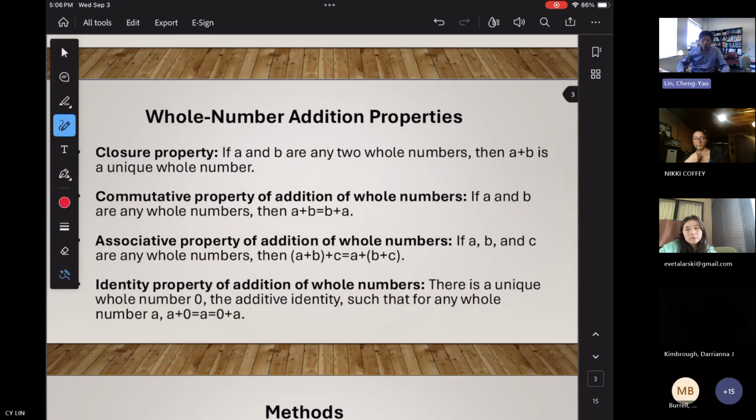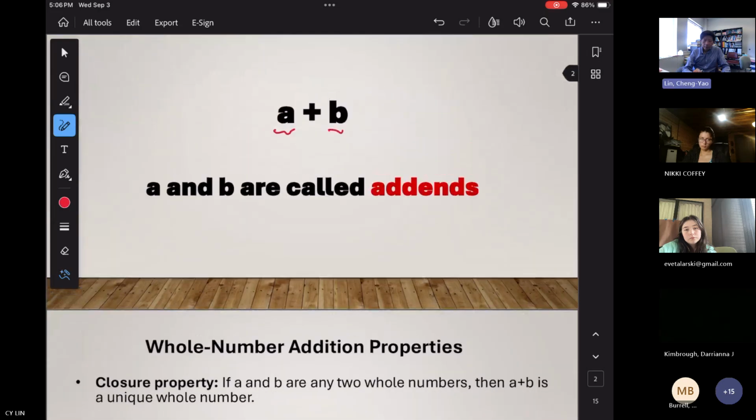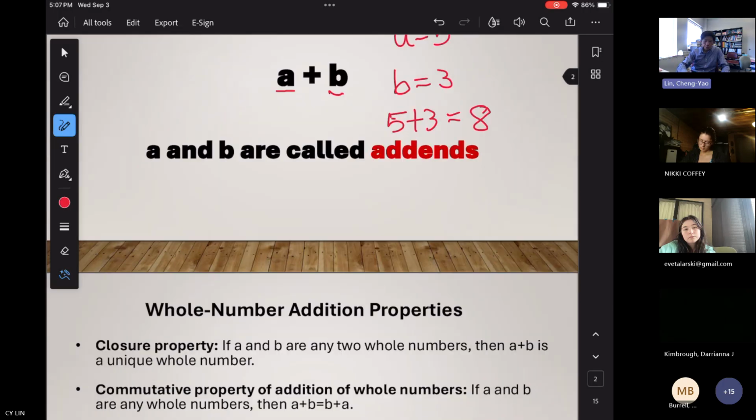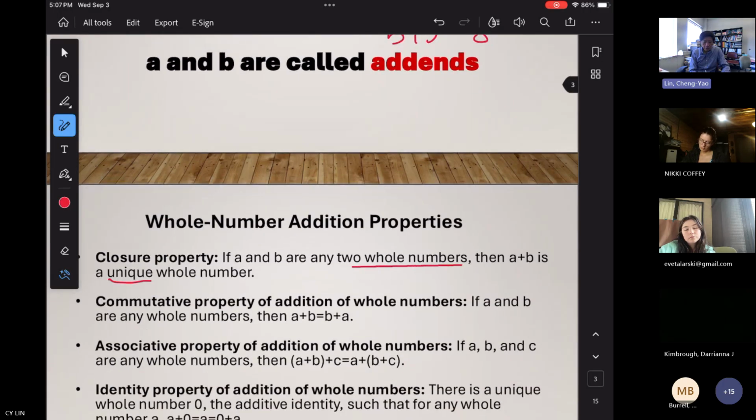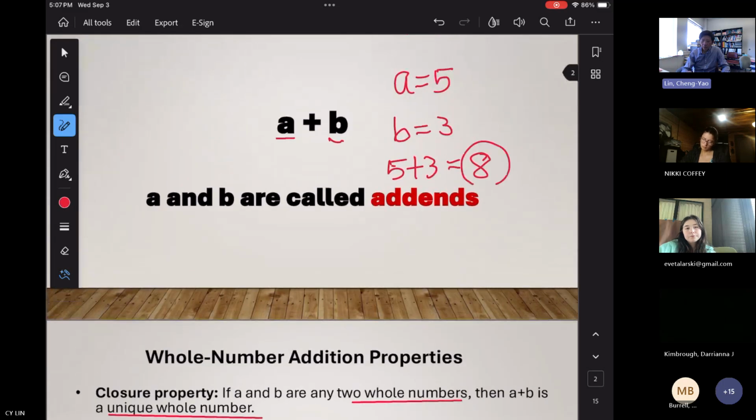Now, what is the closure property? Because we have A and B right here, right? Let's say A is equal to 5. B is equal to 3. So we take A plus B equal 8. So that's 5 plus 3 equals 8. And look here, closure property: any two whole numbers can create another unique number. Oh, 8 is a unique number. It's not 5, it's not 3, it's a unique number 8. Okay, this is called a closure property.